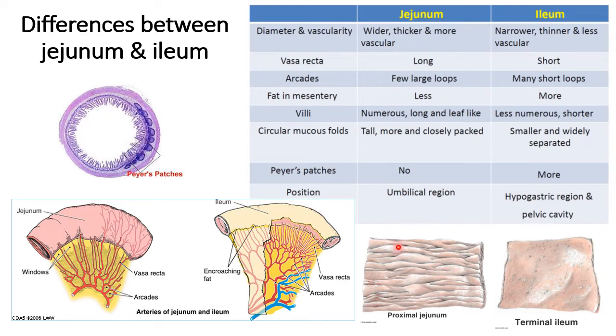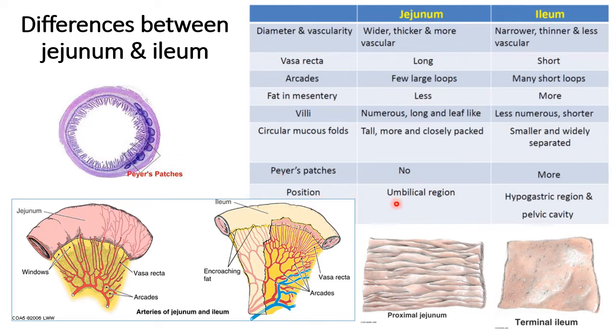The other difference is the presence of lymphoid aggregations in the wall of the ileum that we call Peyer's patches, while they are not found in the wall of the jejunum. So Peyer's patches are found in the ileum but not in the jejunum.